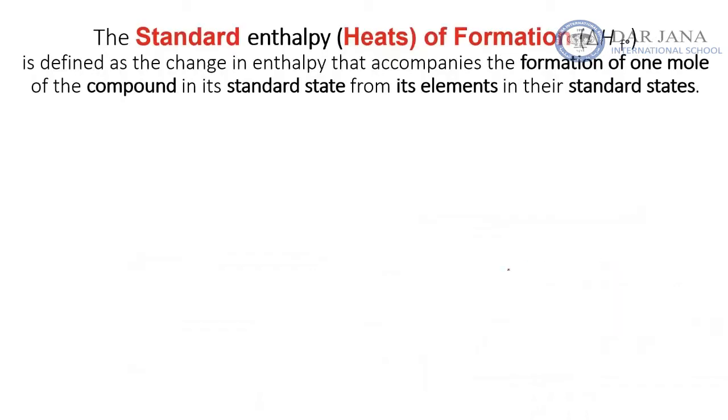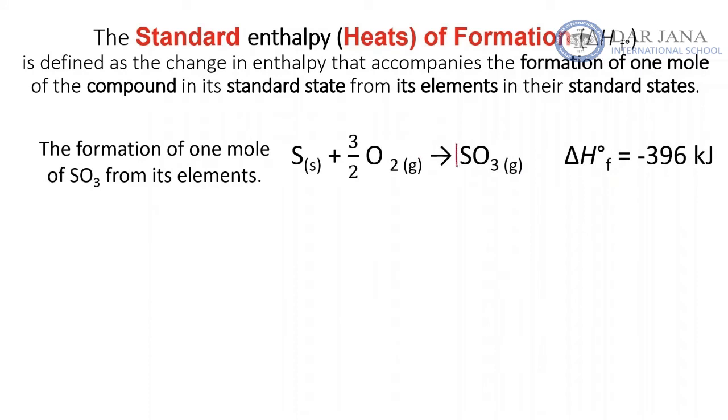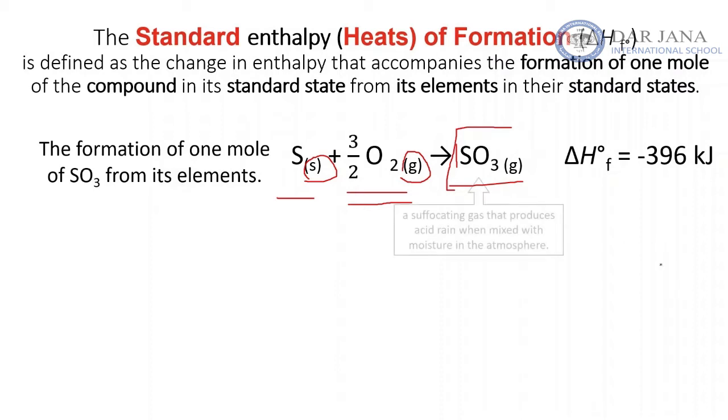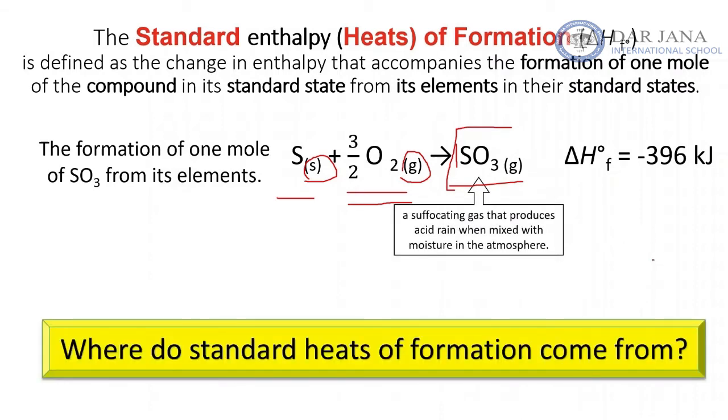Now, take this example, the formation of 1 mole of SO3. It's a compound, it's formed from its elements, and these elements are in their standard state. The sulfur is in solid state, which is the standard state, and the oxygen is in gas state. So for the formation of 1 mole of a compound from its elements in their standard states, the delta H of this reaction is called the standard heat of formation, delta H formation, which is in this case negative 396 kilojoules. From where do we get this value, this delta H?